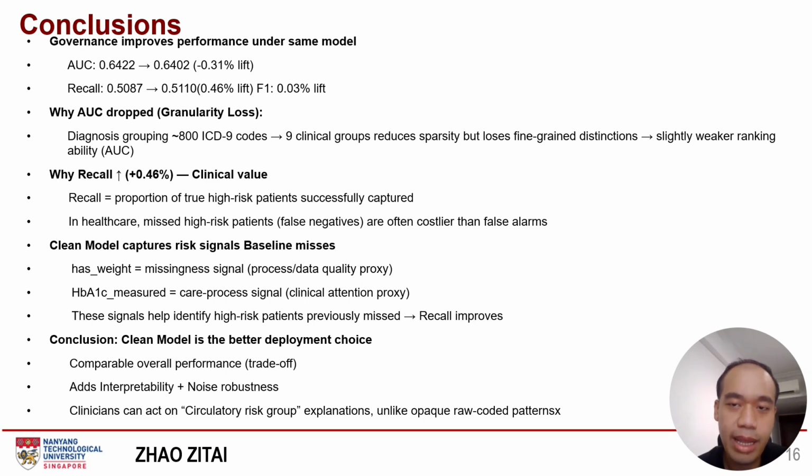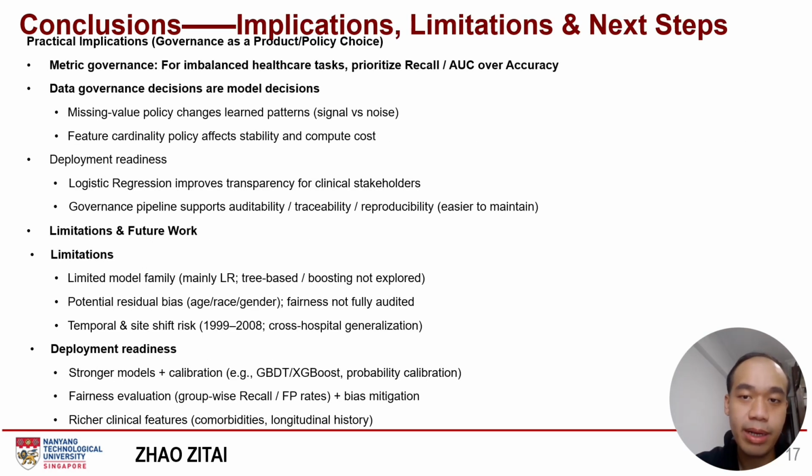With added signals like weight flag and HbA1c measured, the governance model is more interpretable and robust, so it's our preferred deployment. In our last slide, we summarize implications, limitations, and next steps. For imbalanced healthcare tasks, we prioritize recall and AUC over accuracy. More importantly, data governance decisions are model decisions. Missing value handling affects signal versus noise, and feature cardinality affects stability and compute cost. For deployment readiness, logistic regression improves clinical transparency, and the governance pipeline supports auditability, traceability, and reproducibility.